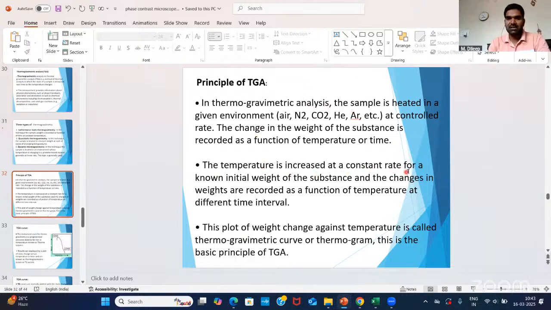The temperature is increased at a constant rate for a known initial weight of the substance, and the changes in weight are recorded as a function of temperature. If at a temperature of 40 degrees the sample's weight is, let us take, 4 grams, and at 60 degrees the weight is reduced to 3.8 or 3.7 grams, you can easily determine the weight of the sample with the temperature. We can draw the sample weight against temperature curve, right?